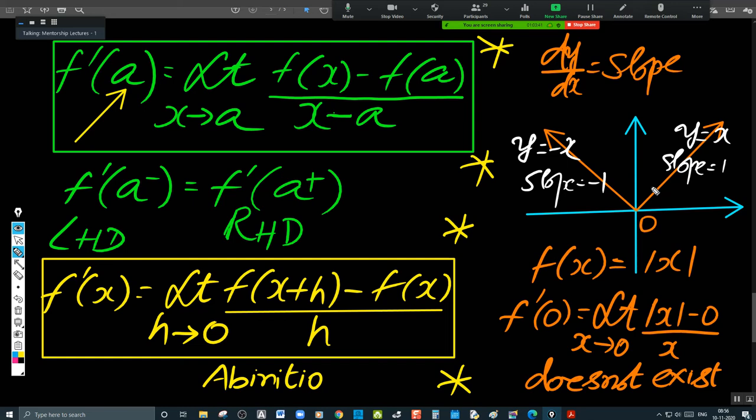So understanding this graphically or geometrically, non-existence of the derivative means the left-handed slope is not equal to the right-handed slope. This is what you have to understand with regards to differentiability. I hope you understand what I'm saying. Are you there, everyone?